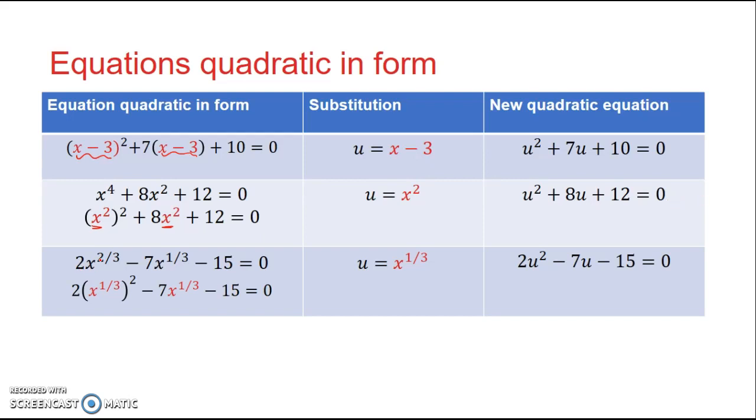The last one, 2x to the 2/3 minus 7x to the 1/3 minus 15 equals 0. Notice that x to the 2/3 is really x to the 1/3 squared. And so that common x to the 1/3 we can replace with u to get a quadratic equation. So notice here that it is whatever is really in the middle expression, and if the first expression is a square of whatever that variable expression is, then we can write this as an equation quadratic in form.